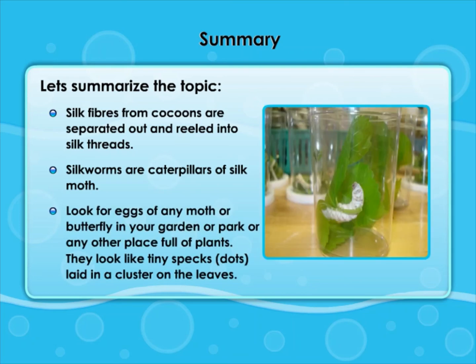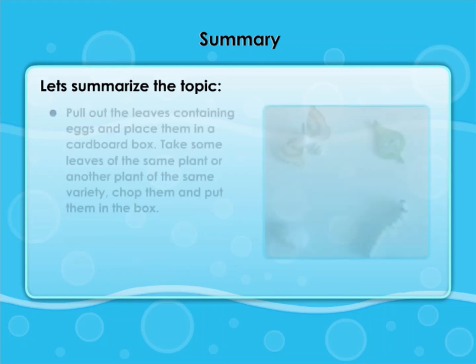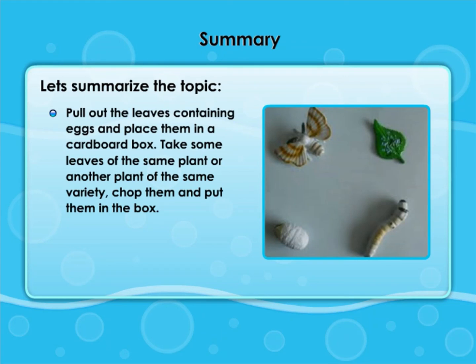Look for eggs of any moth or butterfly in your garden or park or any other place full of plants. They look like tiny specks, dots, laid in a cluster on the leaves. Pull out the leaves containing eggs and place them in a cardboard box. Take some leaves of the same plant or another plant of the same variety. Chop them and put them in the box.